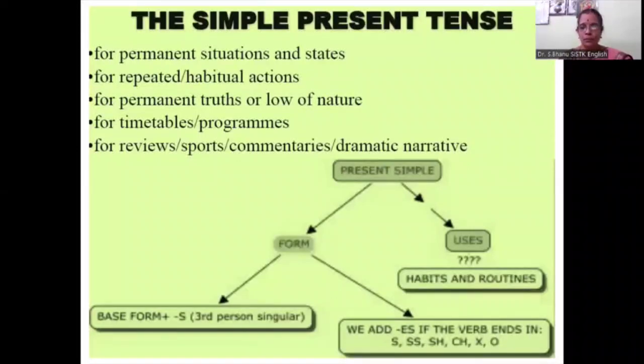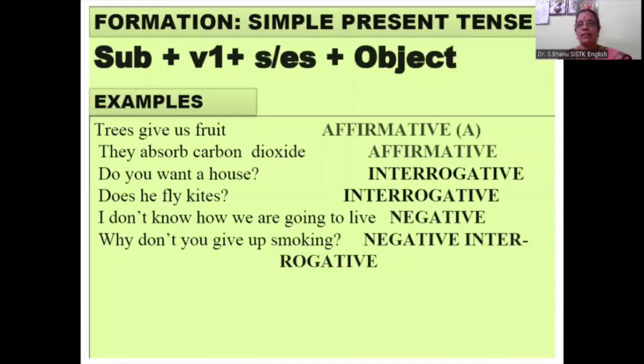So here we have a structure. When you see the picture, you can easily see that it is subject plus verb 1 plus s/es plus object. You might ask, what is this verb 1 and all? When you take a verb, it is divided into 4 forms.